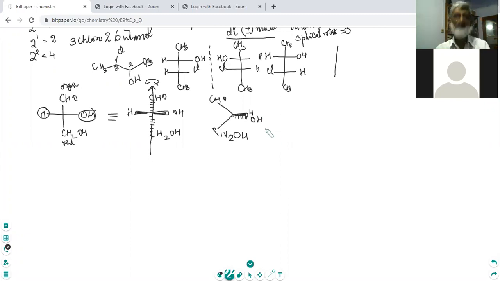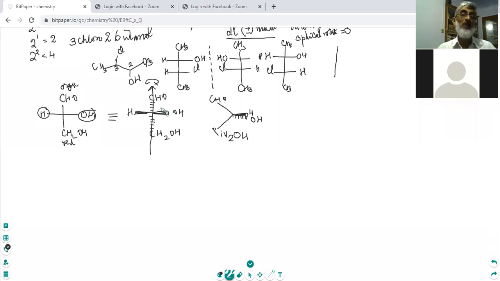Look at what has happened. See this. You had the hydrogen here. Now you are rotating it. It has gone towards you. That is, the hydrogen which is on the left has come to the right. And the OH, which is in the front, has gone to the back. This is 90-degree rotation, 90-degree, not 180.